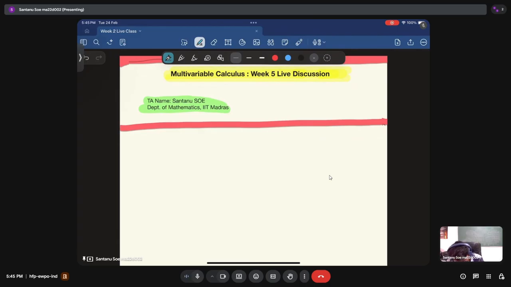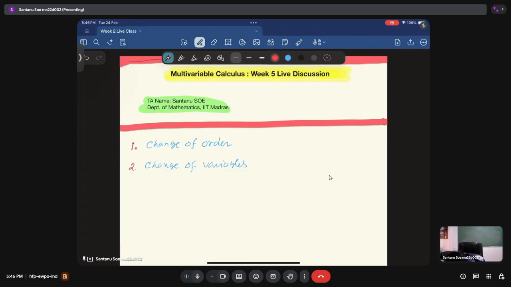So the topics that were covered in this week are: first one was change of order, change of order for double integration. Second topic covered is change of variables.